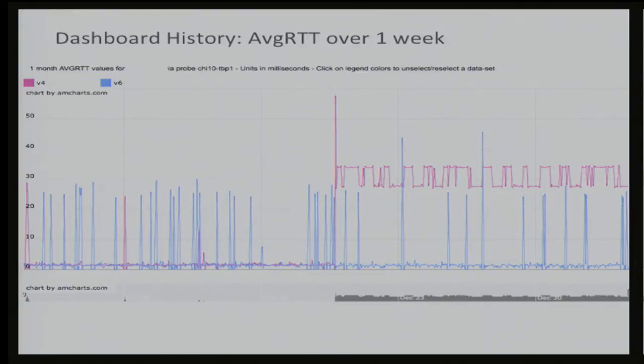In this particular case, this is average round trip time in milliseconds, and of course the x-axis is time. Blue is v6 and pink is v4. You can see that for the first half of this week, v6 was spiking a little bit higher, but at the baseline, v6 and v4 were pretty much about the same. And then something happened midweek. The route changed. We don't know why exactly. And all of a sudden, the v4 performance degraded and was a lot higher. v4 was a lot slower.